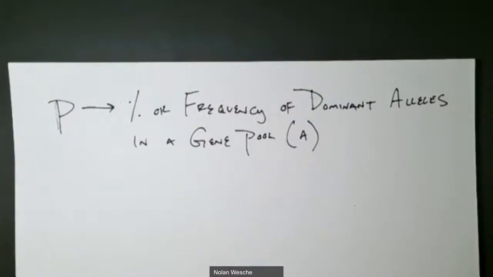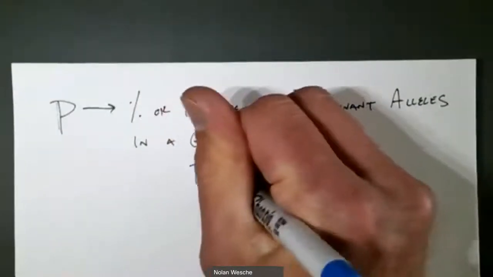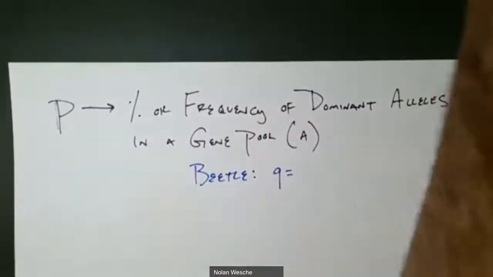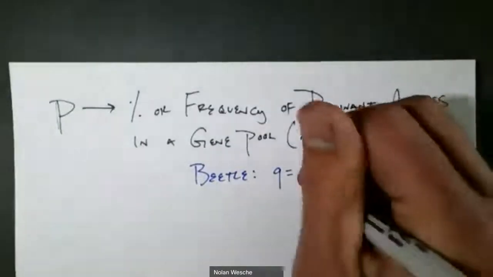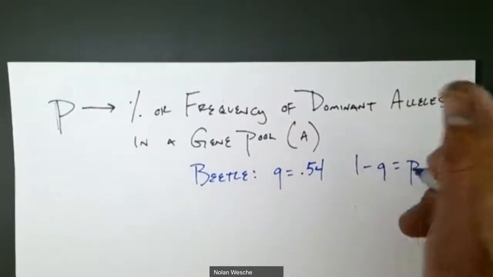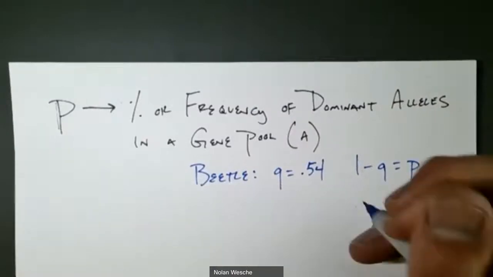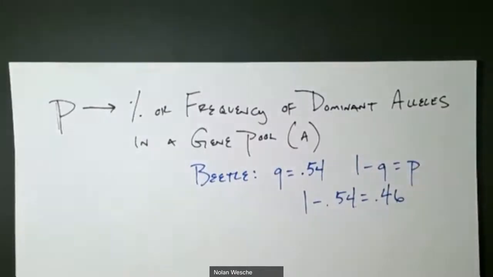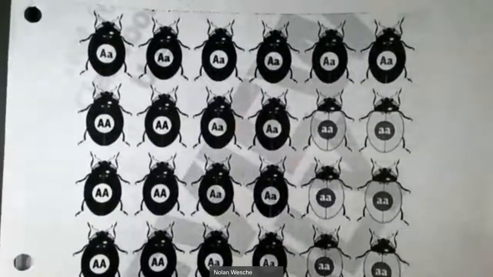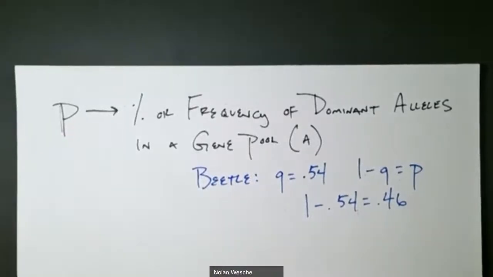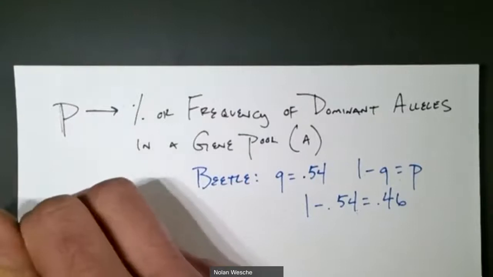So again, how I would sort this, I've got my beetle example, and we said that Q from earlier is 0.54. And I know that 1 minus Q equals P, because P plus Q equals 1. So I can just plug in these values. 1 minus 0.54 equals 0.46, 46%. So that's telling me 46% of the letters on this page should be a big A. Now I have P, I can just square it and get P squared. So let's work this through.